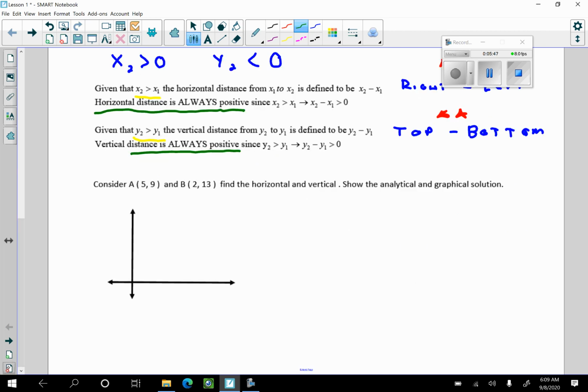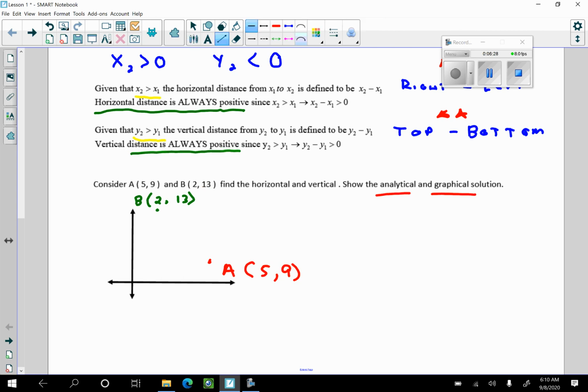Let's do an example. Given A is (5, 9) and B is (2, 13), we're just going to estimate where they are. We're going to let A be right here, and this is going to be point A, (5, 9). I want the analytical and graphical solution, and I want the vertical and horizontal distance, and I will graphically explain what these mean. And then B is going to be (2, 13). It's going to be up here. And so I want the vertical distance between those.